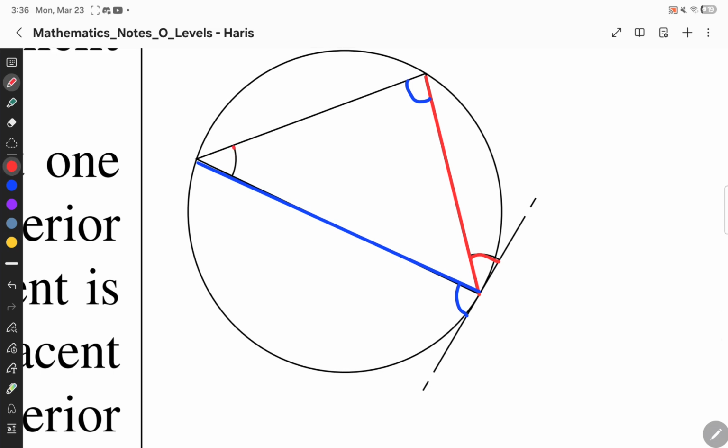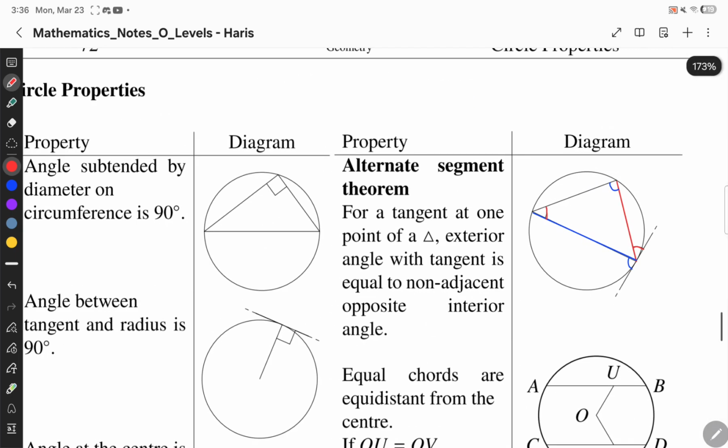Oh no, you just need to look at the angle opposite to the side that this angle is made by. Okay, so that's how you can identify the alternate segment theorem.